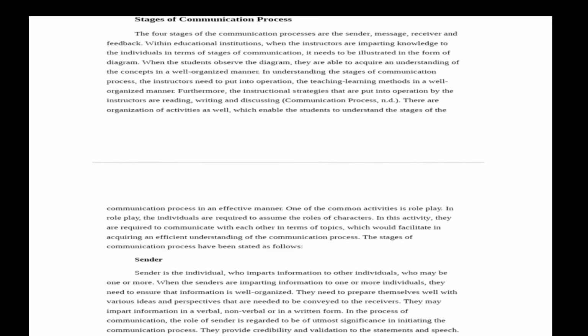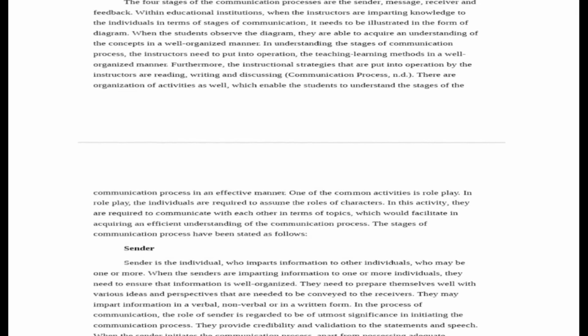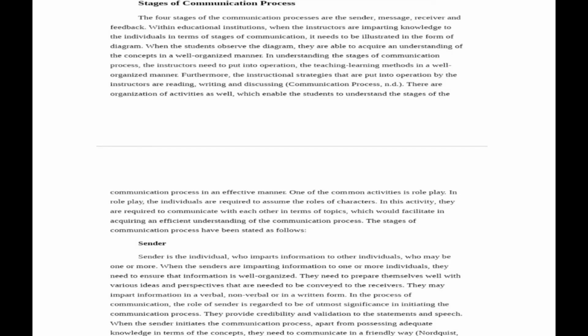And today we are going to discuss the elements which take place in the communication process. So when a teacher presents a diagram before his students, they can acquire better understanding of that concept.